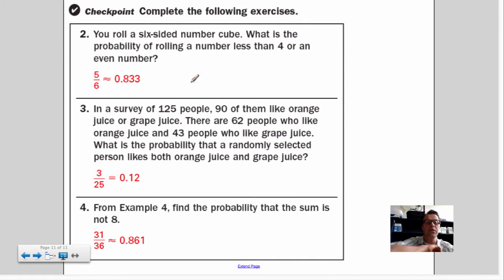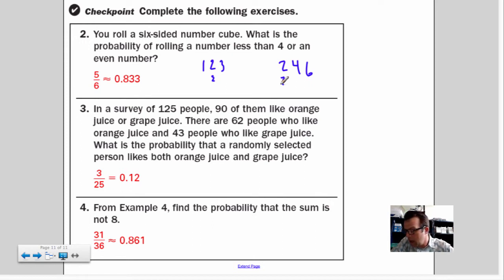And here are your answers. So you roll a 6-sided cube. What is the probability of rolling a number less than 4, which would be the numbers 1, 2, and 3, or an even number, which would be 2, 4, and 6. And so you could make the mistake of saying, oh, 3 over 6 and 3 over 6, that would be a probability of 6 over 6. But realize you're repeating the 2, and therefore you have to subtract that out.